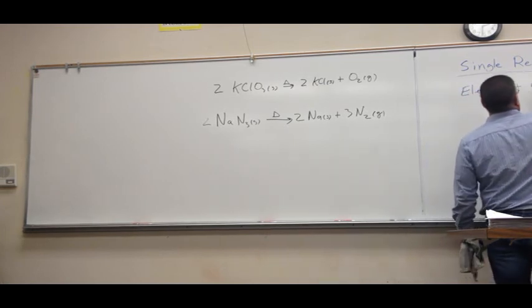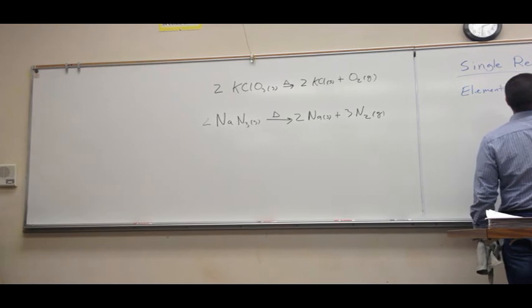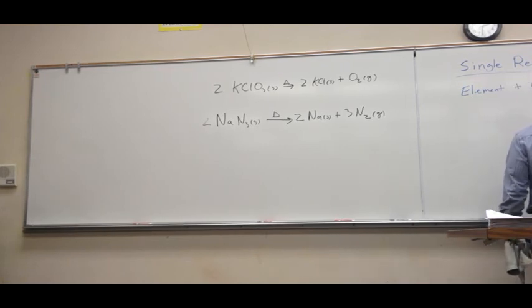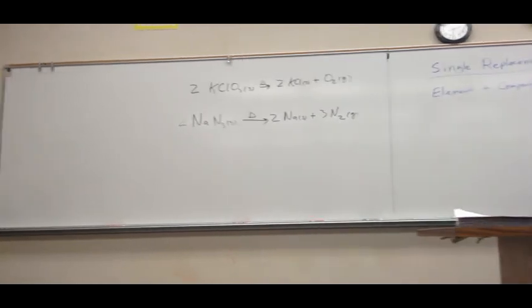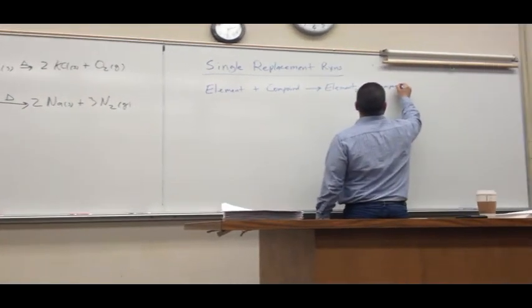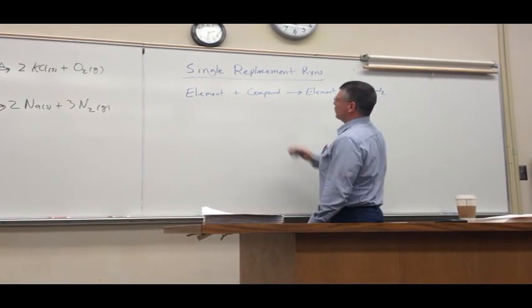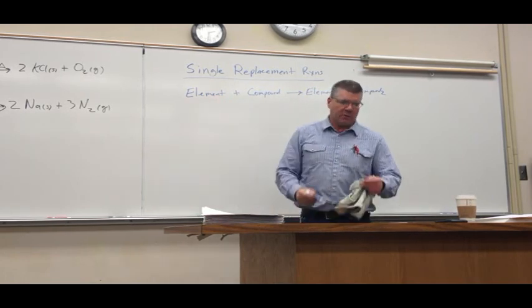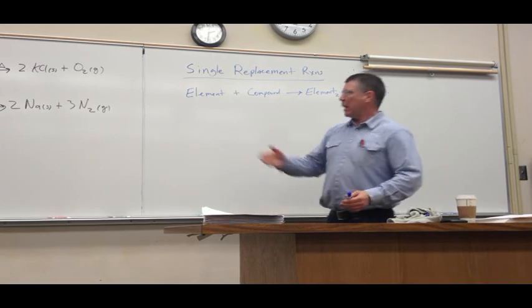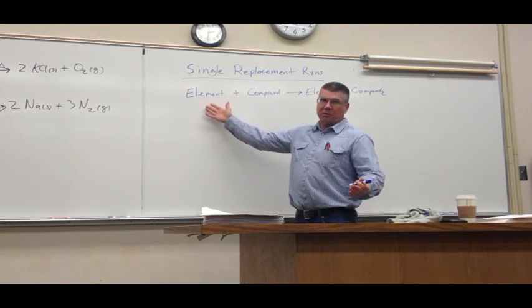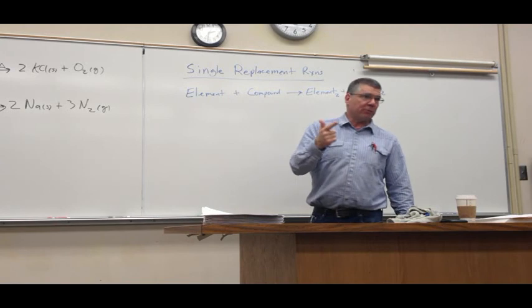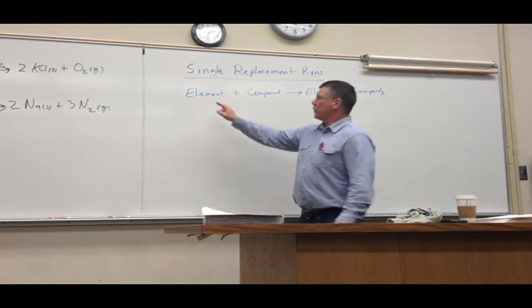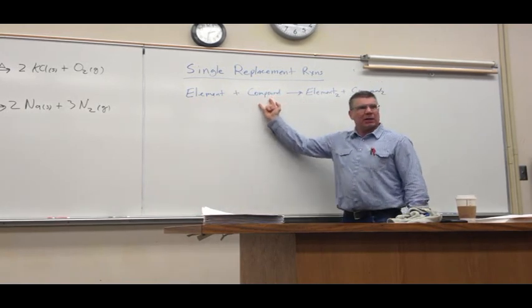Plus a compound. What happens is, this is really the general form of it. I'll show you specifics in a second. But whatever type of element this is, for us it's either going to be a metal or a halogen. Those are the only ones we look at. We'll displace the similar type of element in the compound.